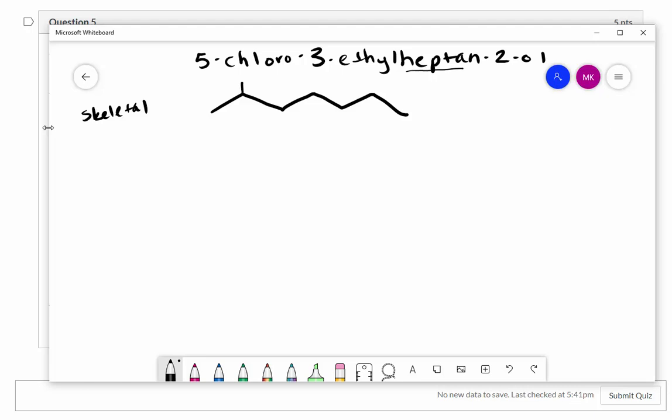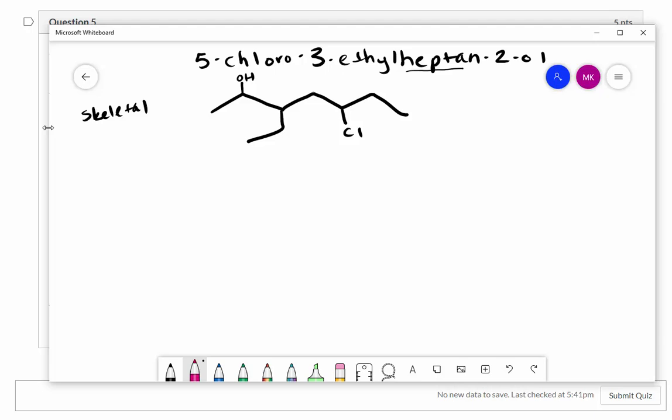Now at carbon 2, I need an ol, so I need an alcohol. And at carbon 3, I need an ethyl group. And an ethyl group looks like that. So then carbon 4, carbon 5 has a chlorine. So this is my skeletal structure.